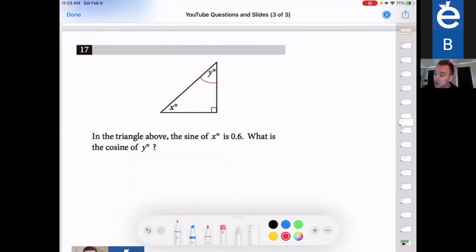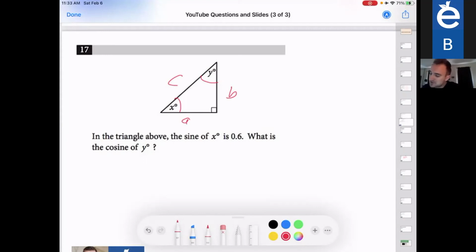I'm sorry, what is the cosine of that angle y if the sine of this angle is 0.6? So let me assign some variables here. We'll call this A, we'll call this B, and we'll call this C. Just to show this from a different angle, it should be a similar way of thinking about this as the last problem.